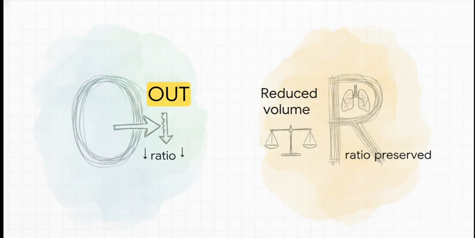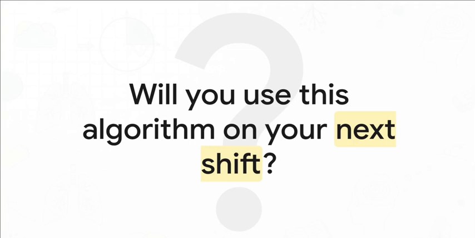Let's clear out all the noise for one final rock-solid brain anchor. O stands for out, and R stands for reduced volume. Obstructive means you literally can't get the air out, so the ratio drops. Restrictive means a reduced lung volume, so the FVC drops, but the ratio stays completely preserved. By trusting these mnemonics, the first, the full, the blocked road, and the RFBTC sequence, you have successfully turned what used to be a mathematical headache into a quick 30-second reflex.